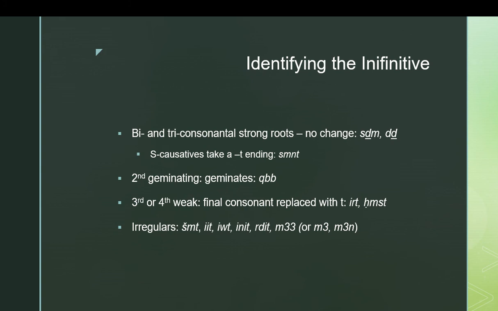Shemet, eet, ewet, enet, and redit all are given a T ending. Only one of our irregular verbs, ma'a, to see, doesn't take a T ending. It's either in its dictionary form, loses one of its alephs, or takes an N ending. That's not like an arbitrary letter, by the way. The sounds of aleph and N seem to be confusable in Egyptian. That's a reasonable writing for what the infinitive of this verb would have sounded like.